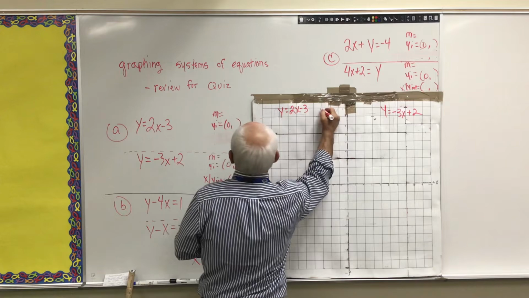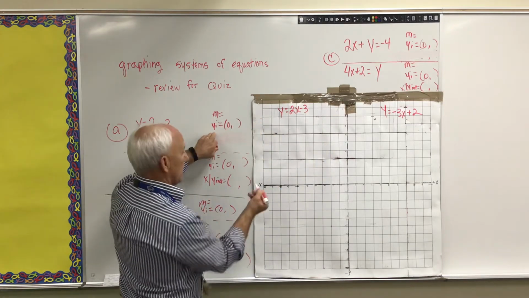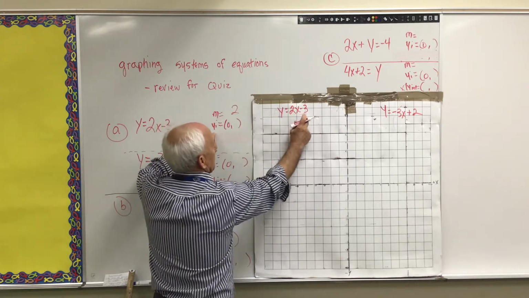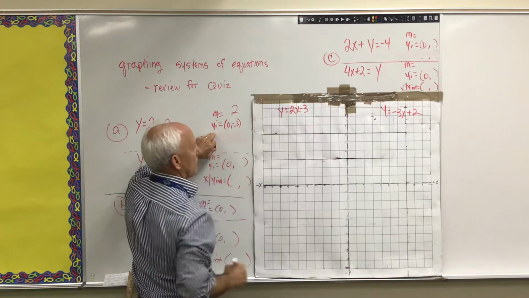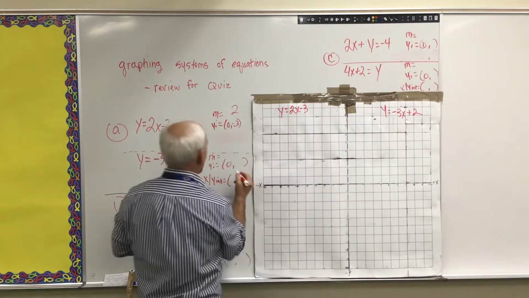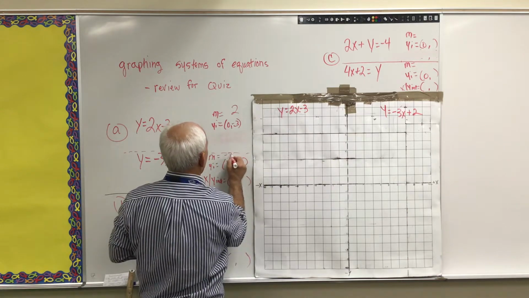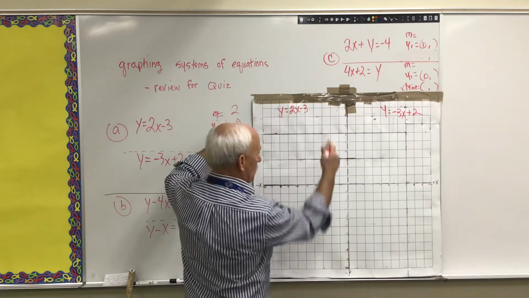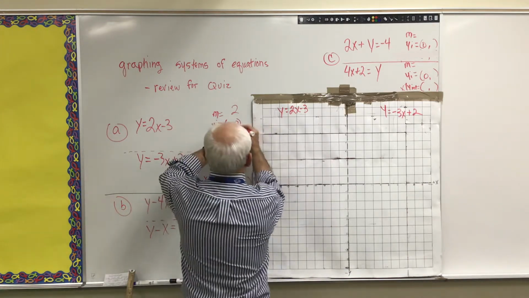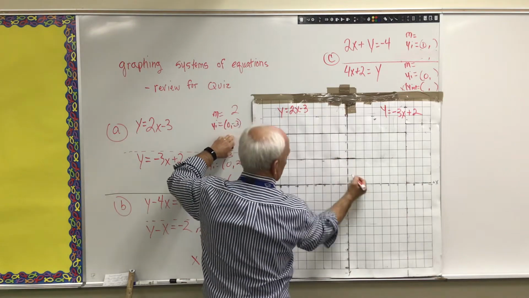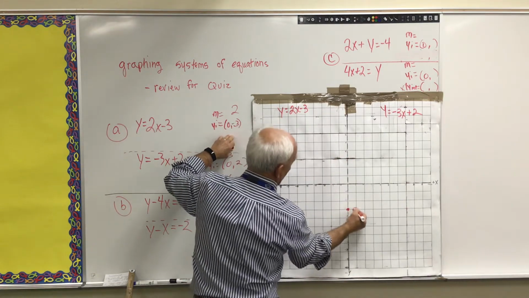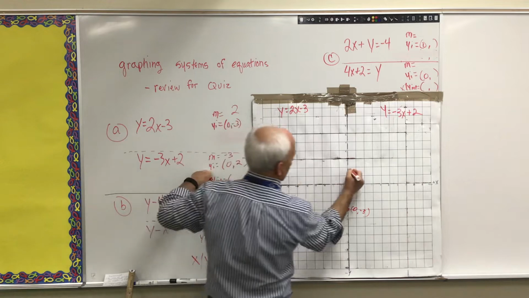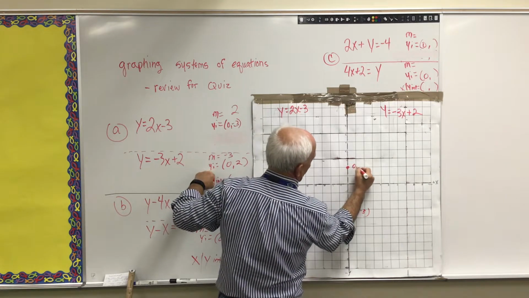So for this one here, I'll mark it right here, the m is 2 and the y-intercept is -3, correct? Over here, your slope is -3 and your y-intercept is +2. So let's put those in and let's draw our lines. You ready? Okay. The y-intercept for the first one is right there, 0, -3. The y-intercept for this one is 2, right there, 0, 2.